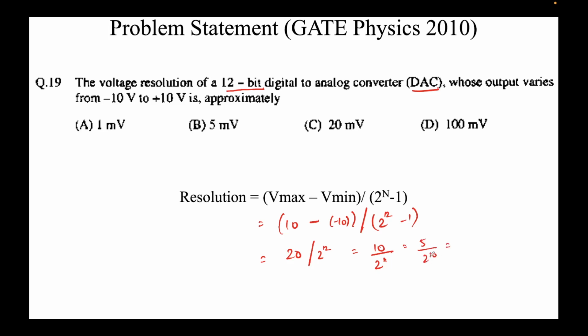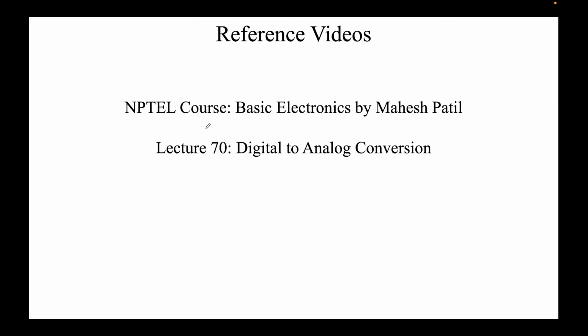Why do I do this? Because I know 2 raised to the power 10 is 1024. It's a good thing to remember. And I can round it off to, let's say, 1000. So I can say approximately 5 over 1000, which is approximately 5 millivolts. So you see, I did not even need to use the calculator, which is good, because when you use a calculator, the chances of error increase. But anyway, we found the answer as 5 millivolts. So here we have B as the correct answer for this question. Thank you for listening.